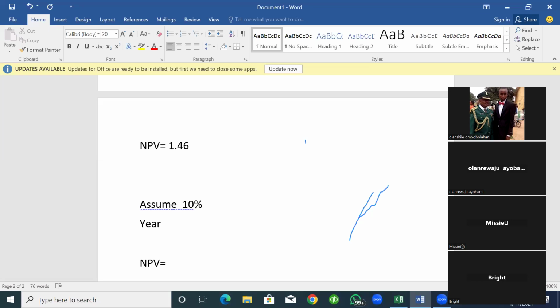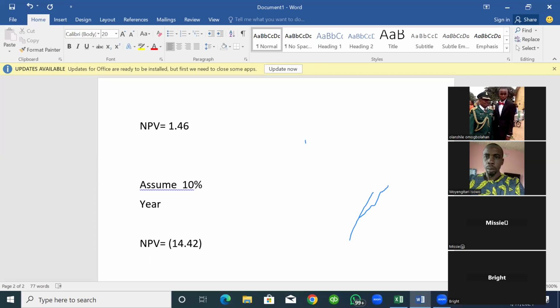Your NPV now equals, I'm sure that one's going to give us minus. Minus what? Minus 14.42. Is there anybody that did not get 14.42 here? Negative. Is there anybody among the 84 participants in this class that did not get 14.42? 14.39. Anything around 14 is correct, approximation. So that's our negative NPV.